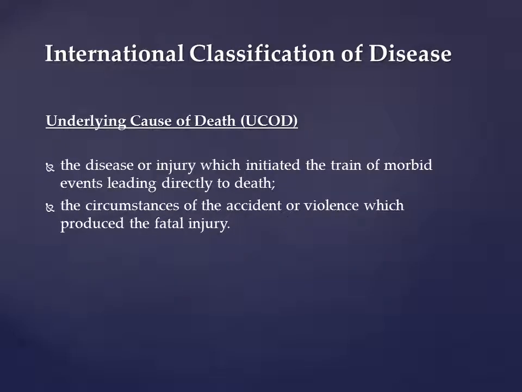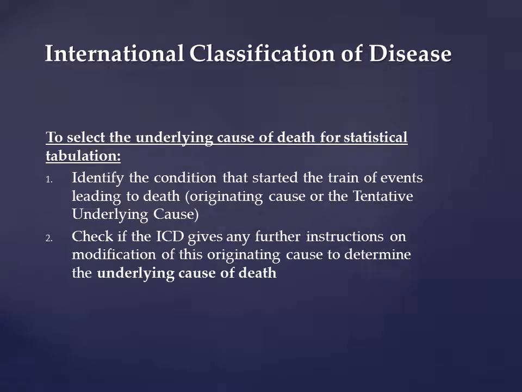Underlying cause of death is also reported in mortality coding. It is defined as the injury which initiated the train of morbid events leading directly to death. Since the underlying cause of death should be selected, the condition that started the train of events should be identified. The ICD code will be checked for further instruction on modification of this originating cause to determine the underlying cause of death.